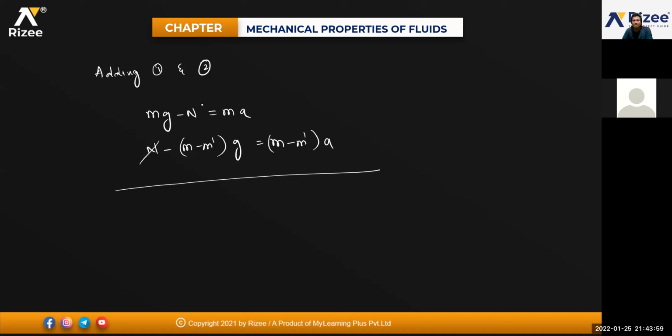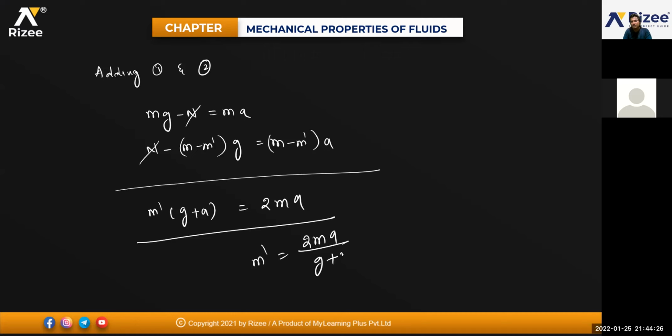What do I get? N and N get cancelled. So this will be equal to mg minus (m minus m dash) g, which is m dash into g. On the right side it is 2m into a minus m dash into a. So m dash into (g plus a) will be equal to 2m into a. That means m dash is equal to 2m into a divided by (g plus a). That will give me the answer.